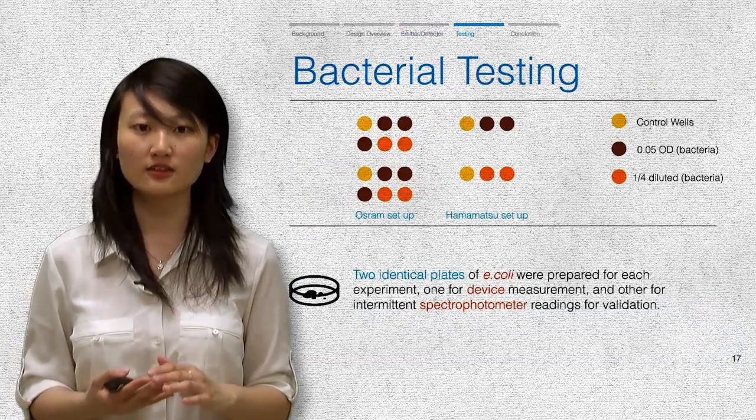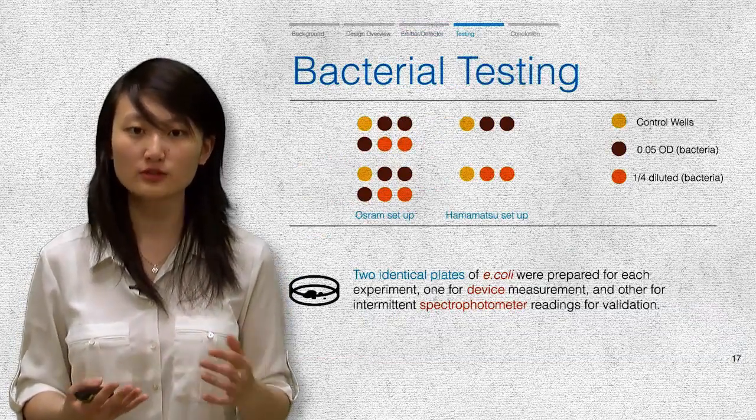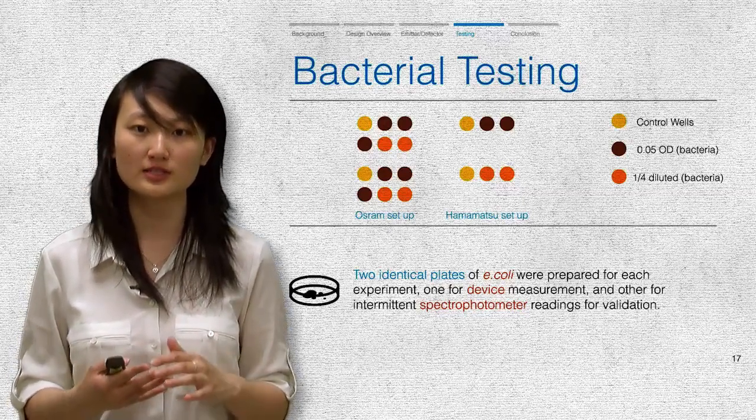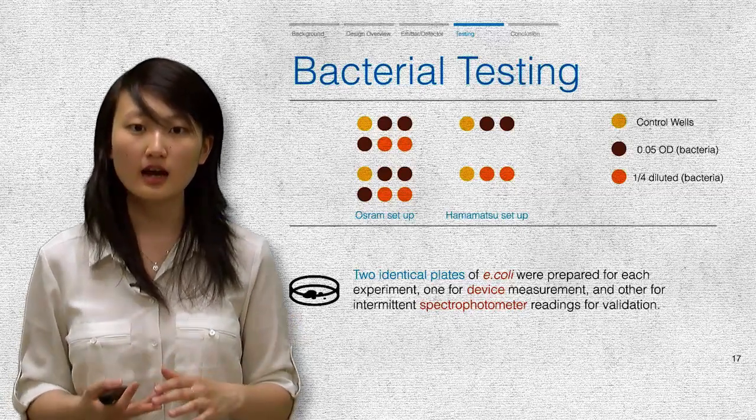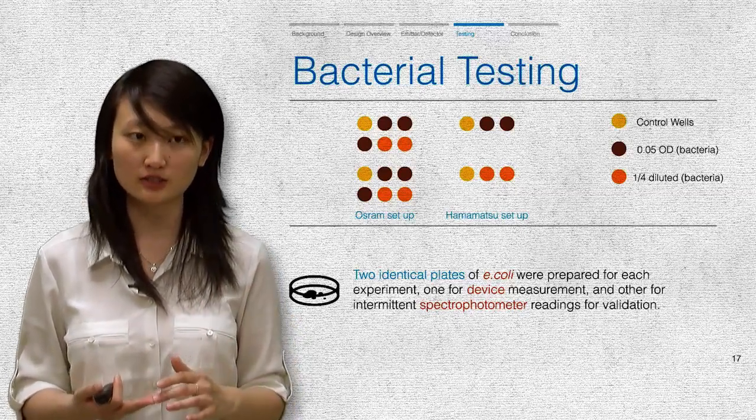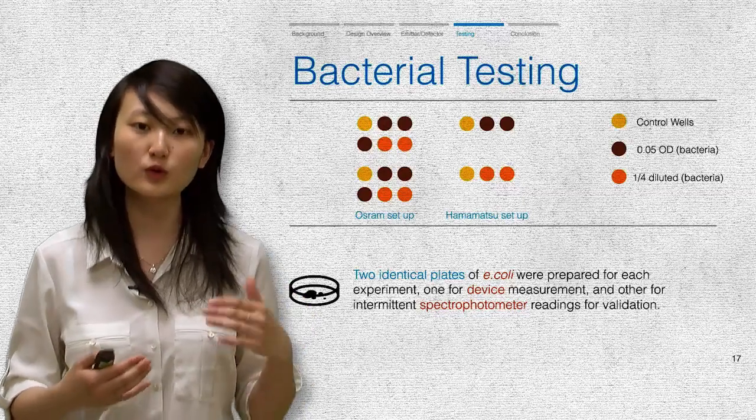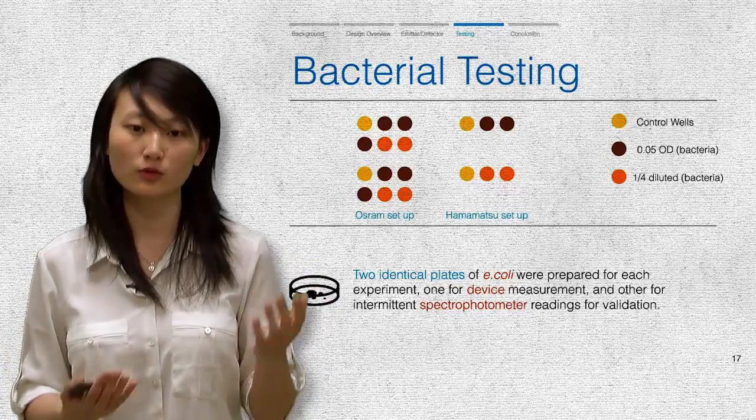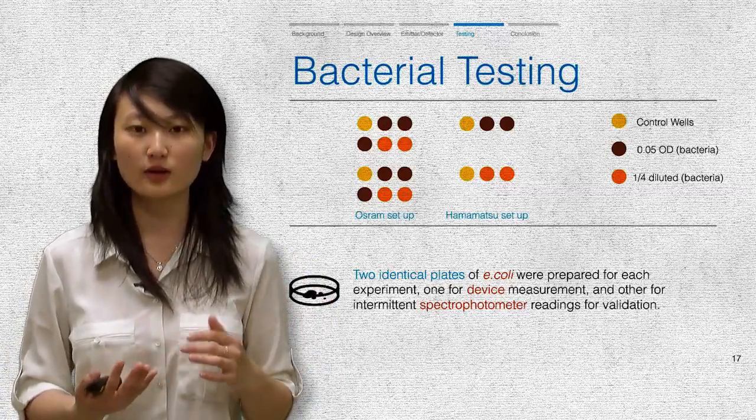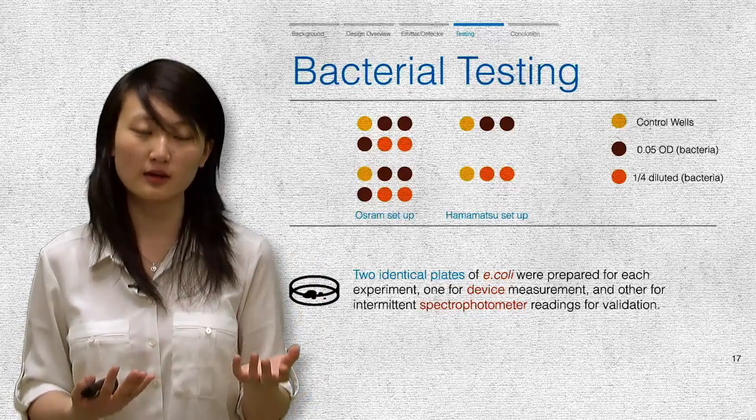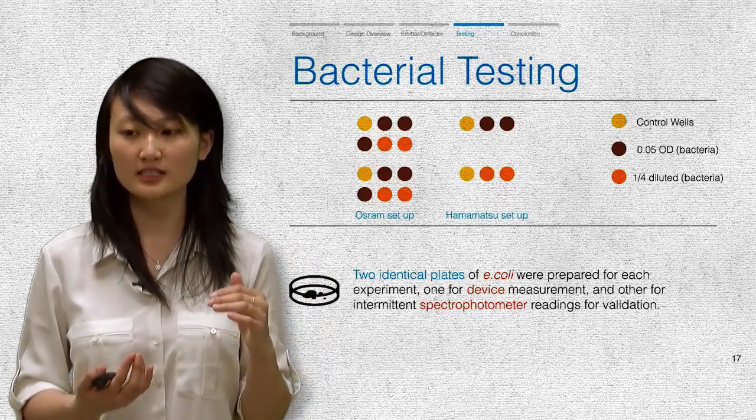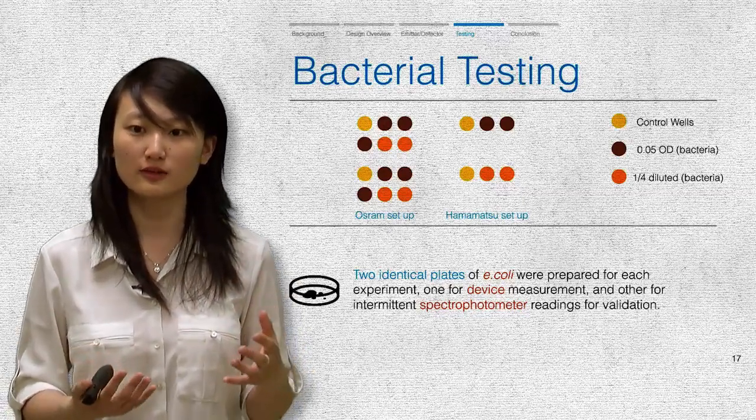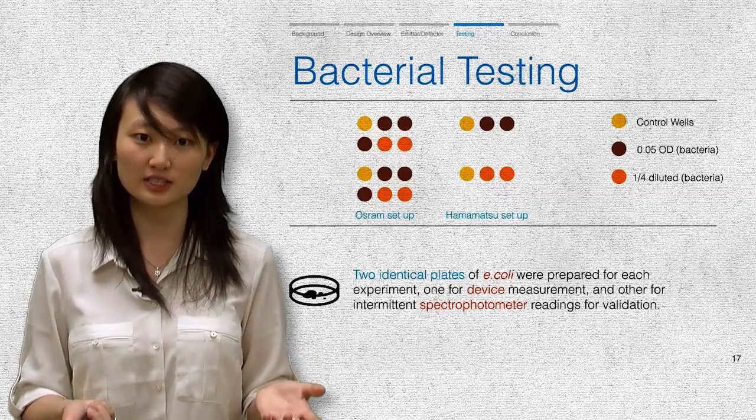For bacterial testing, there are three main different samples that we used. One is the control well, which has no bacteria in it and is just media, which means that you don't expect to see any growth over time. The 0.05 optical density bacteria is the normal optical density that you start off with when incubating, so you expect to see a very normal growth curve from that. And in addition, we have a quarter diluted bacteria of the 0.05 optical density sample, which means that you should expect to see a growth curve delayed by a time lag of the doubling time of bacteria.